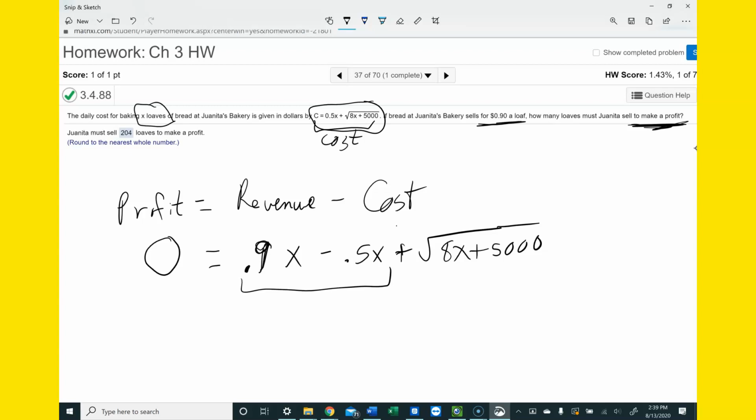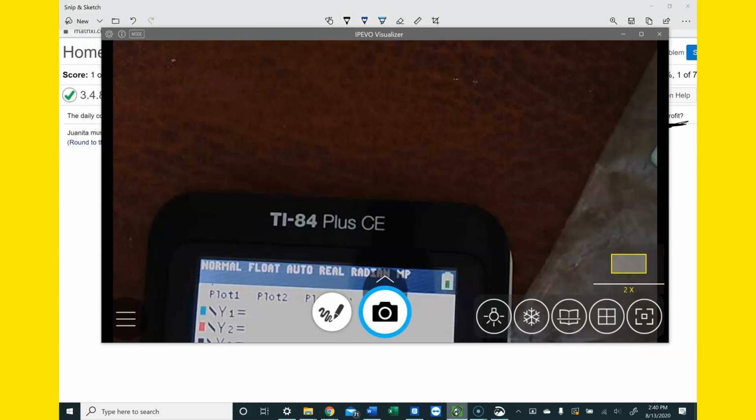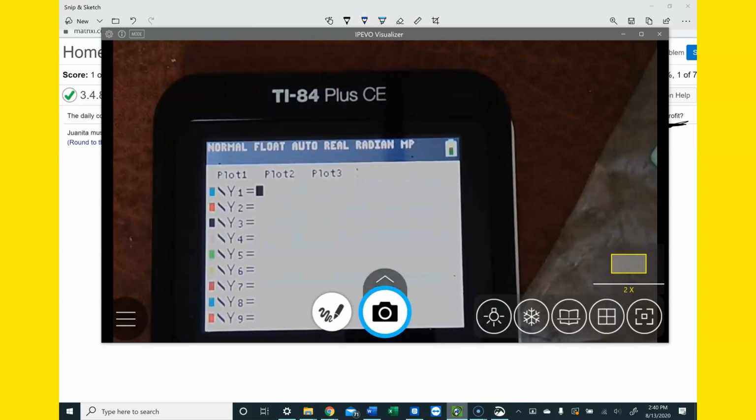So I'm going to graph the cost function, and I'm going to graph the revenue function, and I'm going to find where they intersect. In other words, where does revenue equal cost? That will tell me my break-even point. So I'm going to turn on my calculator. On Y1, I'm going to type in revenue, that's 0.9x, and on Y2, I'm going to type in the cost.